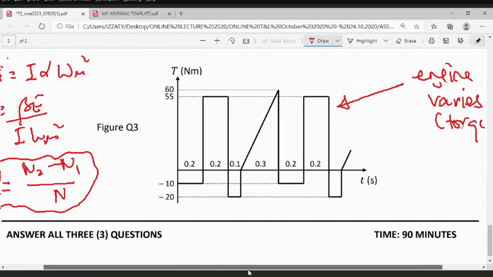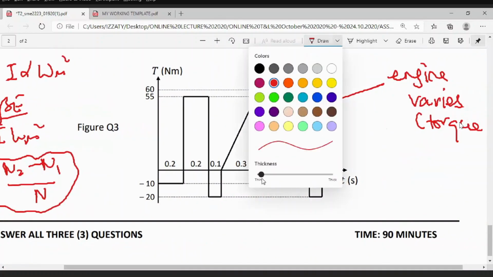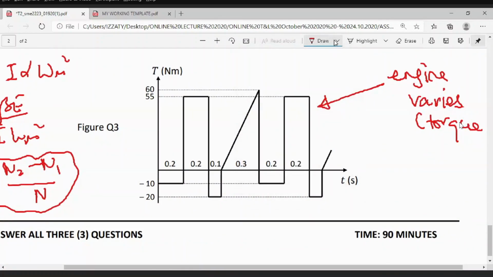I don't want to hold you longer. Yeah, I'm going to stop at exactly 11:30.